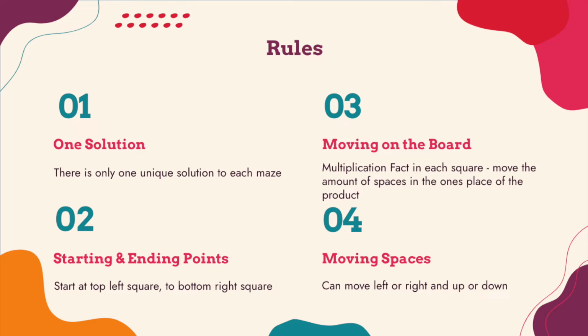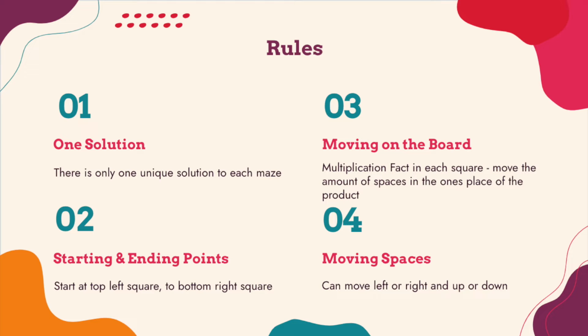In each maze, there is only one solution. You will start at the top left square and find your way through the maze to the bottom right square. In each square, there is a multiplication fact. Once you have the product of that fact, you can move the amount of spaces that are in the ones place of the product. An example would be if you land on a square with 9 times 8, we know that the product is 72, so you can move 2 spaces. You can move on the board either left or right, or up and down.